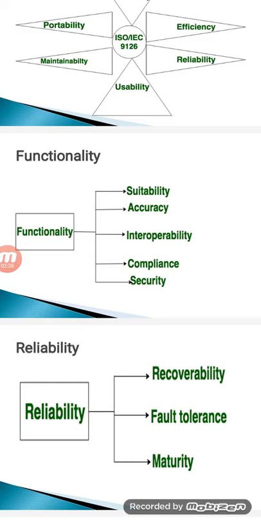Reliability requires certain functions. They are recoverability, fault tolerance as well as maturity. Recoverability: whenever we need it, we should have a provision to recover the data and visit it once again. Then fault tolerance: whatever programming we do, we will have some errors. Mistakes may happen often, so fault tolerance is a must here. Then maturity.